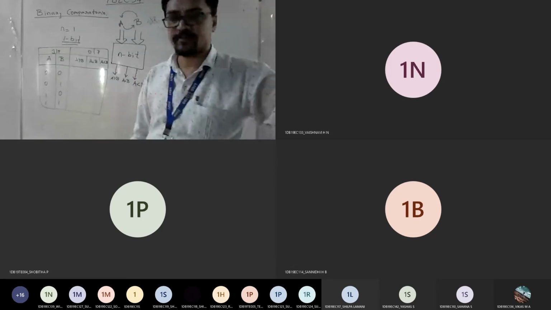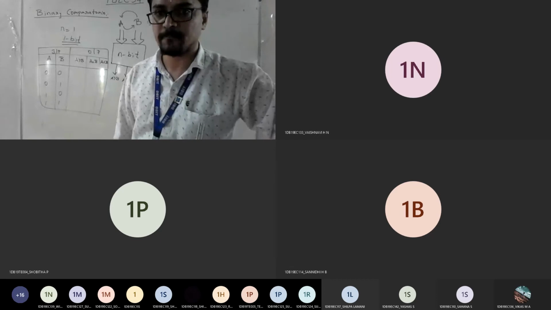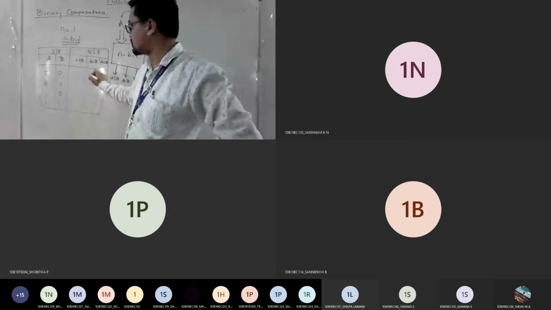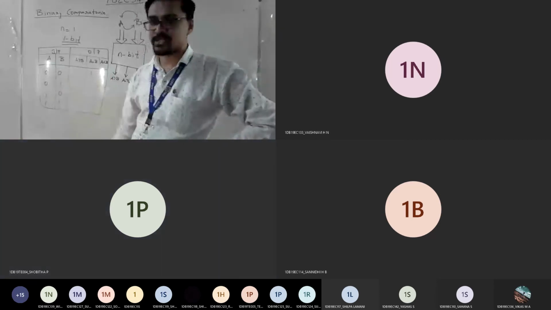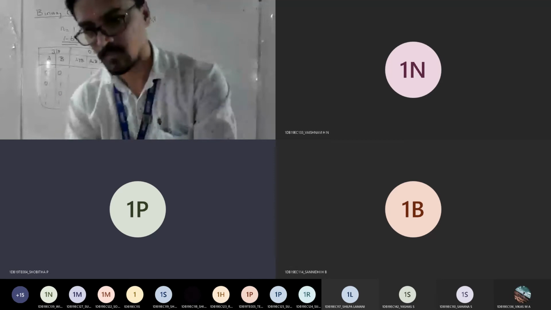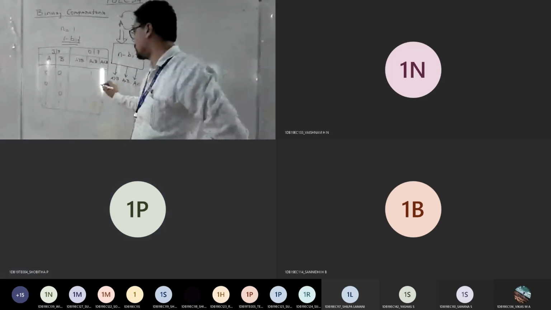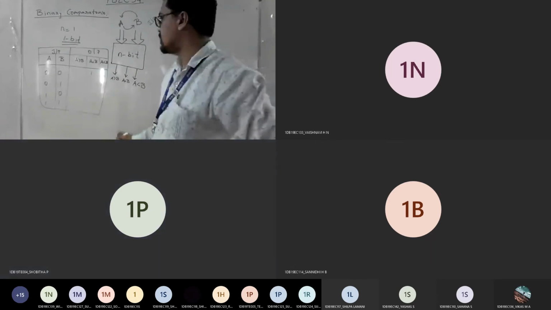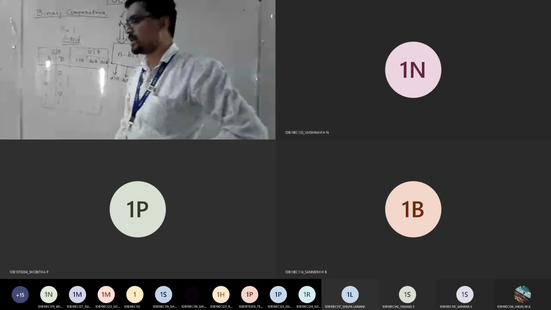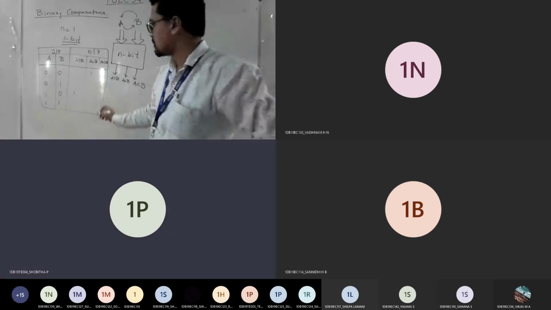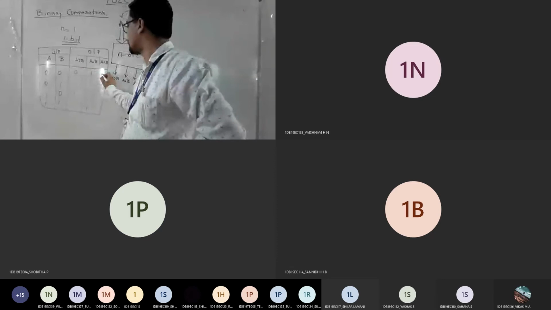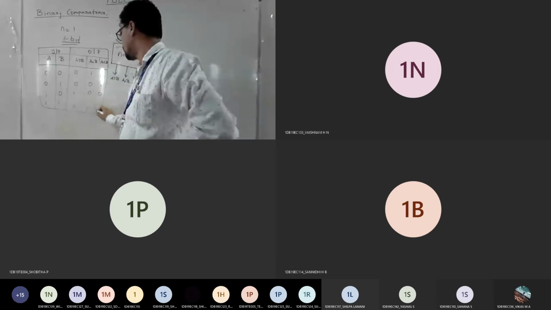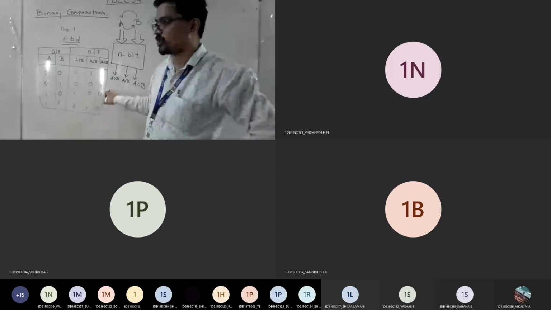Now you tell me, if 00 is there, which output is going to be high? A equals B, so I should mark it as 1. Good. If it is the 01 combination, A is less than B, so I mark A less than B as 1. Next, 10: A greater than B, so this is 1. Again 11: A equals B. The remaining I should fill with zeros. Understood how to find a truth table, everyone? Am I clear?